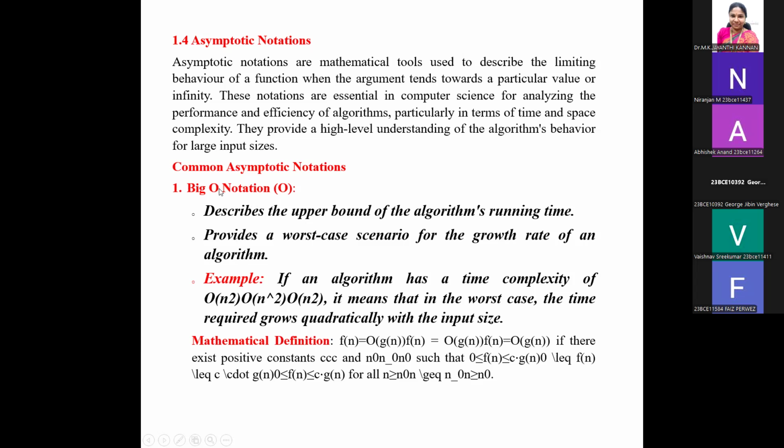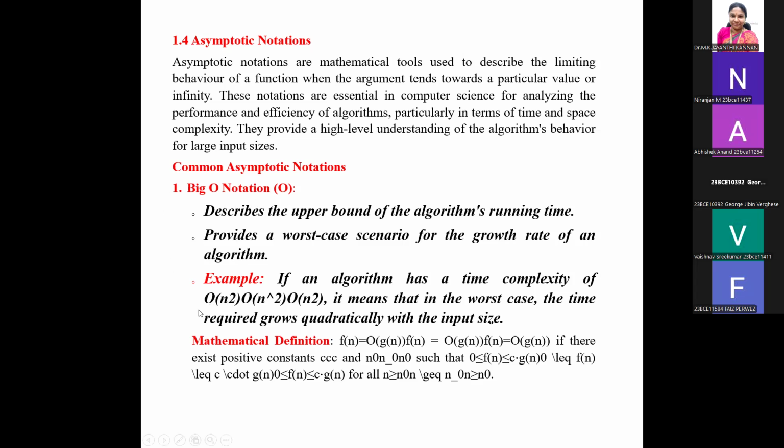Big O means the O is in capital, so we call it big O notation. In big O, it describes the upper bound of the algorithm's running time. So when you are running an algorithm or program, the maximum time it takes to run is taken into consideration for the big O method.